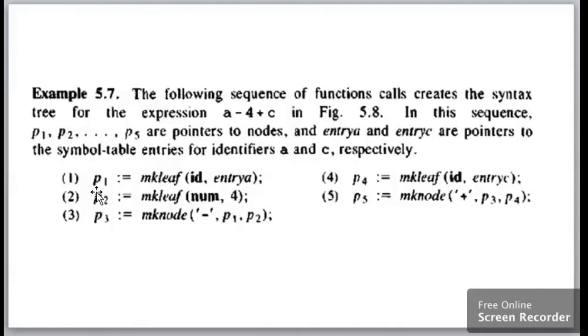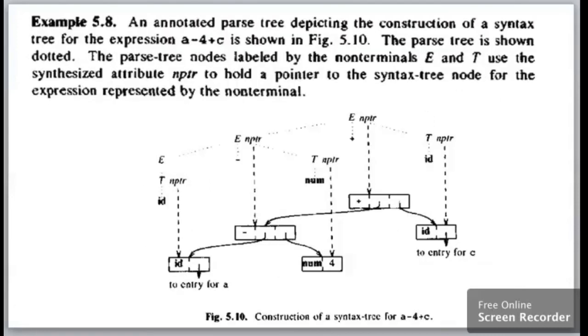So in the order of the evaluation for the syntax tree, P1 is mkleaf id entry A, second one was leaf for the num4, P2, third one was for the make node for minus, that is P3, with the left and right as P1 and P2. Then it's P4, again make leaf, that is for id C. Last is P5, again for constructing a node with the plus as the operator and P3 and P4. This is how we are constructing the syntax tree for a given sentence.